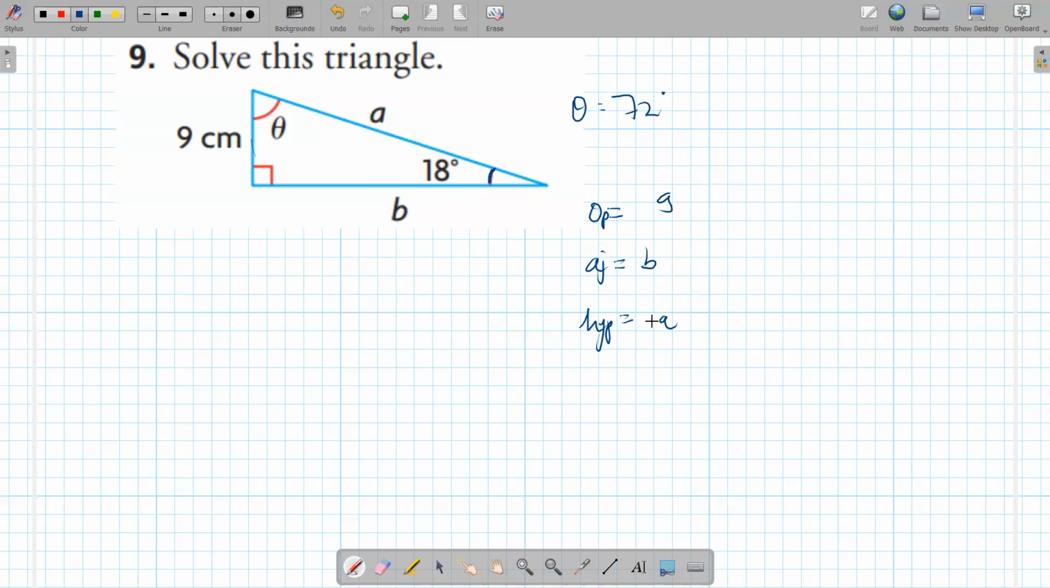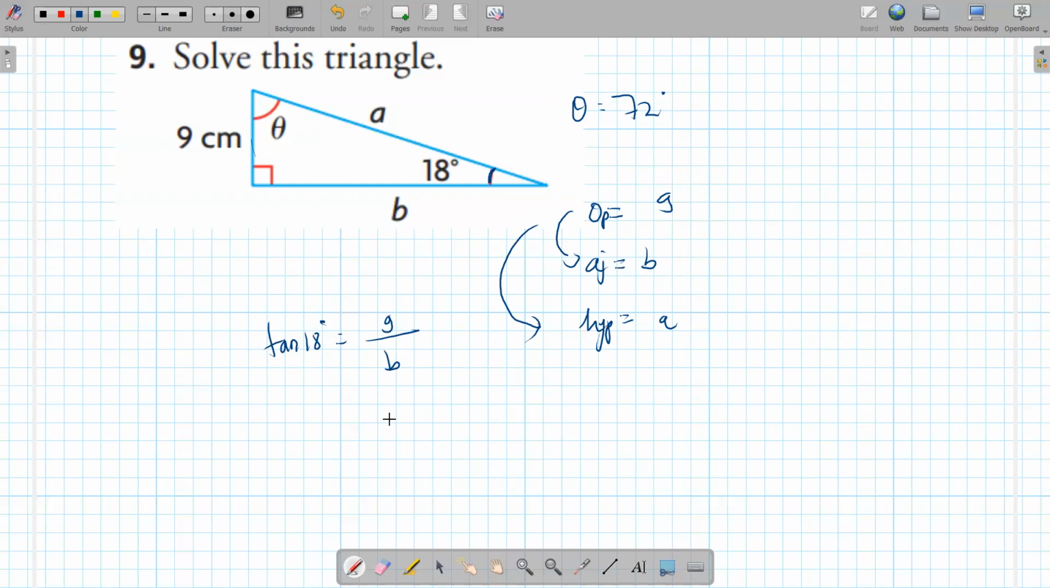So what are we trying to find? We're trying to find A and B. So you can't use these two, because we don't know either one of them. The approach here would be to use this with this and this with this to find the missing variables. So opposite and adjacent, that's tan. Tan 18 is equal to the opposite over the adjacent, like that.